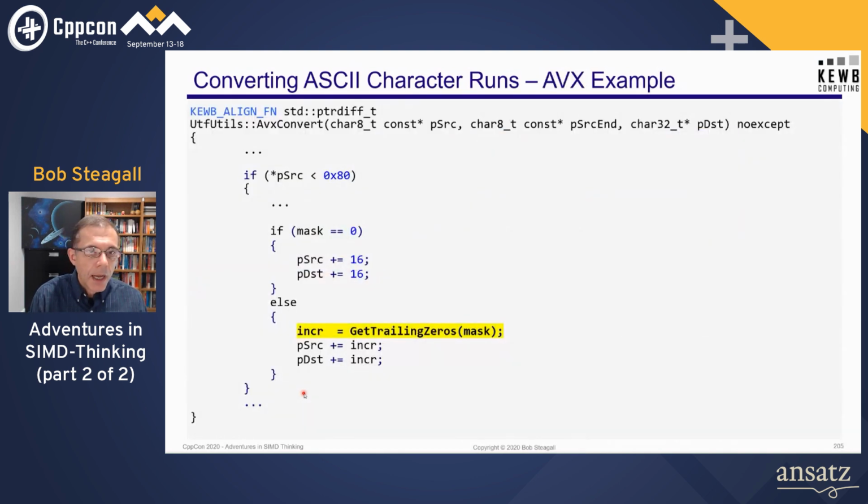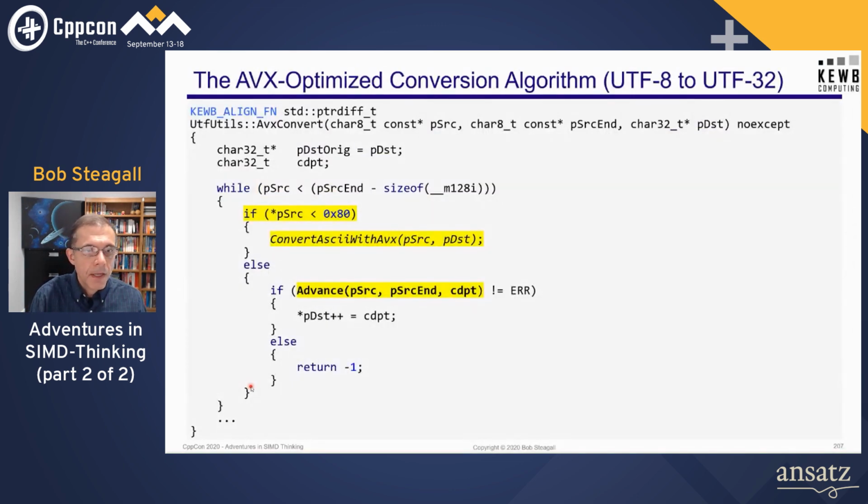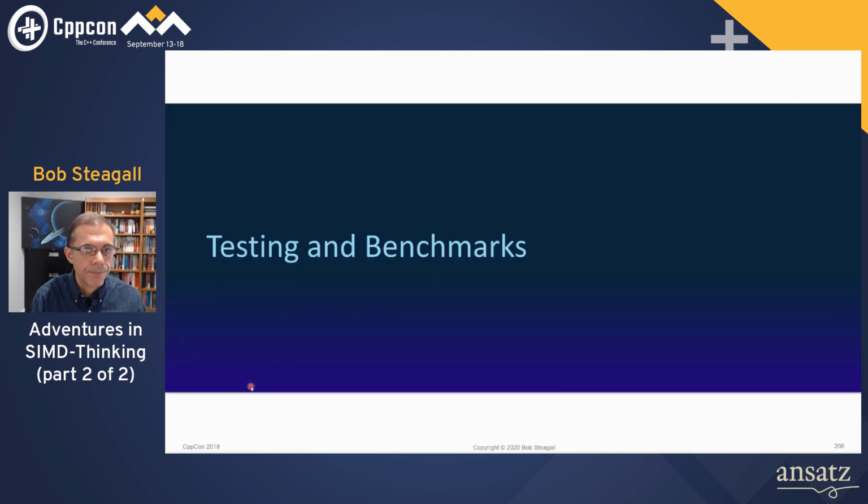Once again, I use the mask to get the trailing zero count, which is 11, and I adjust my input and my output pointers accordingly. And then I go back to the top of the loop. I know that it's not an ASCII byte next, and I drop into advance to do the DFA-based computation. So how fast is this? Did I get any performance benefit?